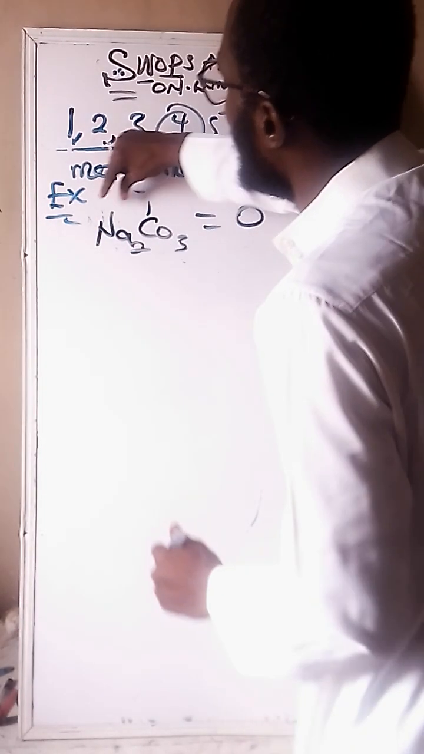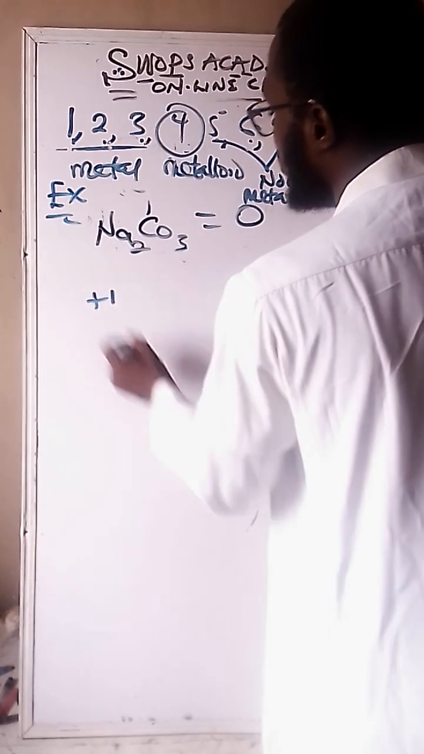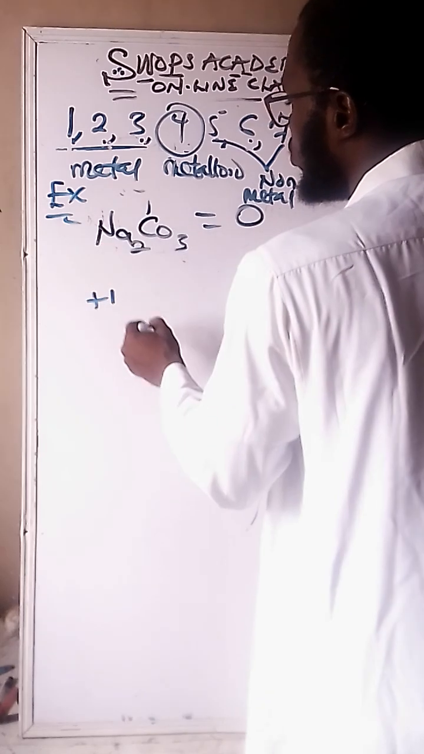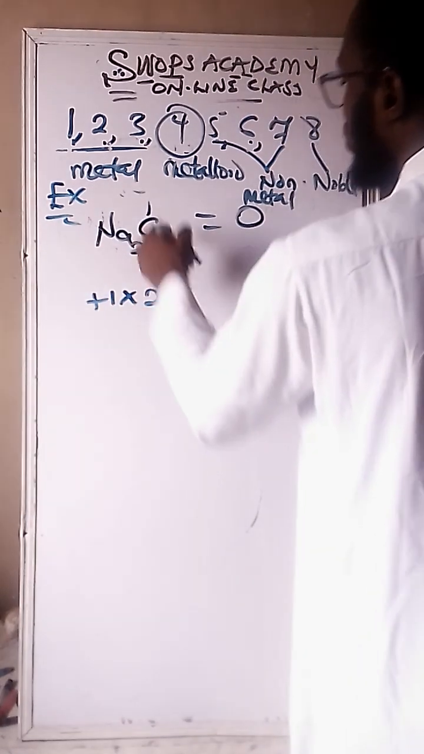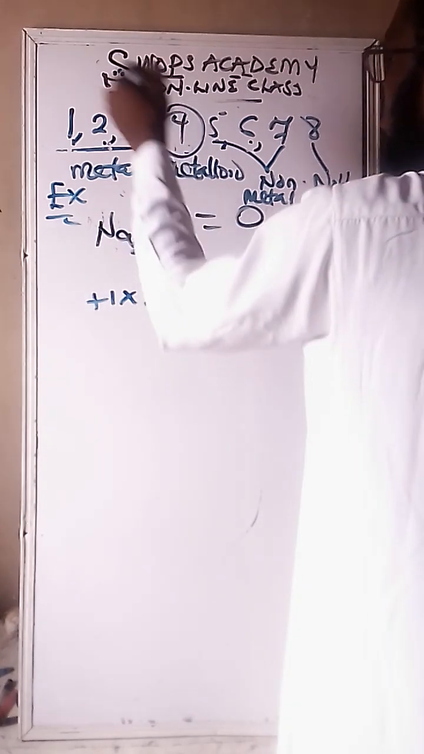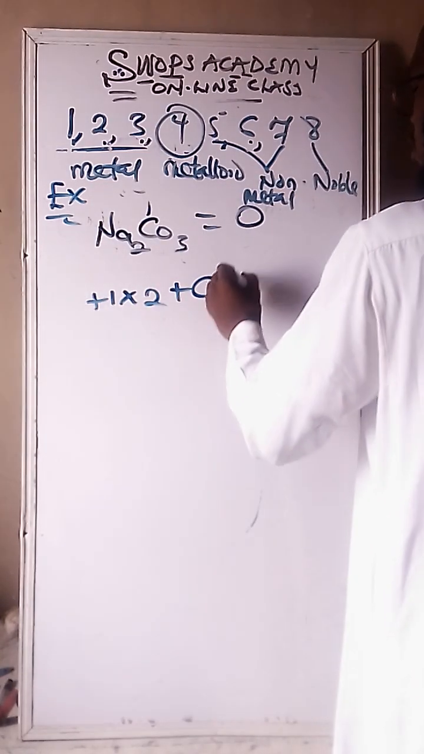The last rule said we are going to be using the charge. What is the charge that this should be having? Plus 1. But how many sodium? It is 2. You will now say times 2. Plus 1 times 2, plus the C that we have to find, the oxidation state of C. Plus, you plus everything. Open a bracket.